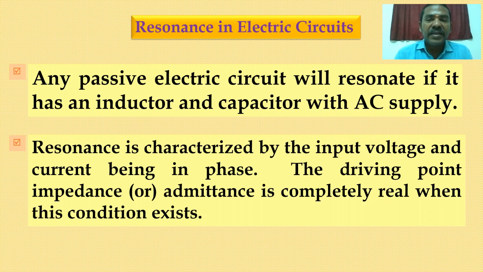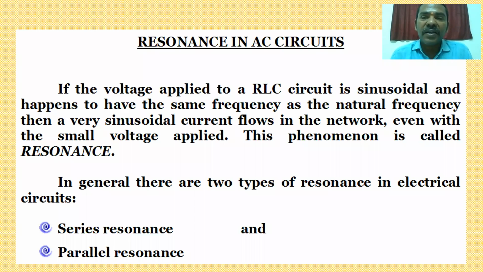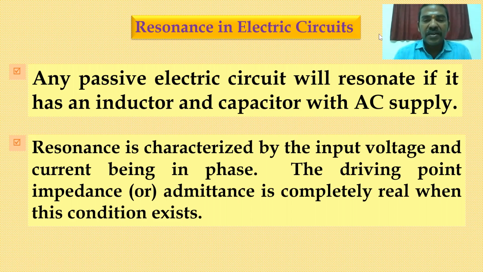That means the net reactance value must be equal to 0. At the same time, the value of current must be somewhat higher compared with the normal condition of a supply given to the electrical network. The main resonating phenomenon for electrical circuits is when an applied voltage is given to an RLC series circuit.